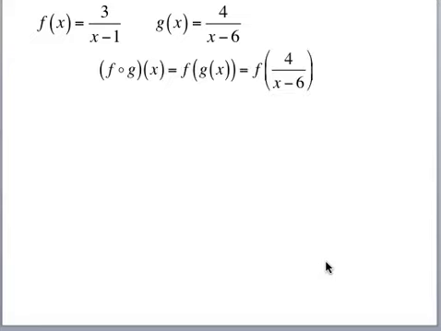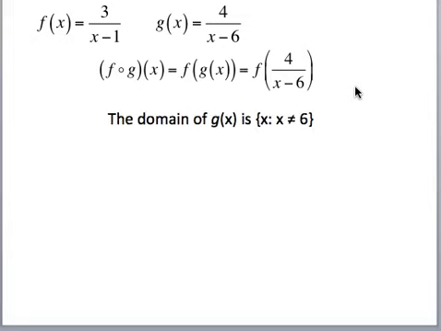Our next example has some interesting algebra and also has something to consider with the domain. So we're going to take a look at f circle g of x, f of g of x. Now let's look at the inside function here. Cannot divide by 0. So the domain of the inside function is everything except 6. So we're allowed to plug in any real number other than 6. So we've got to keep that in mind. The domain of g of x will be everything but 6.